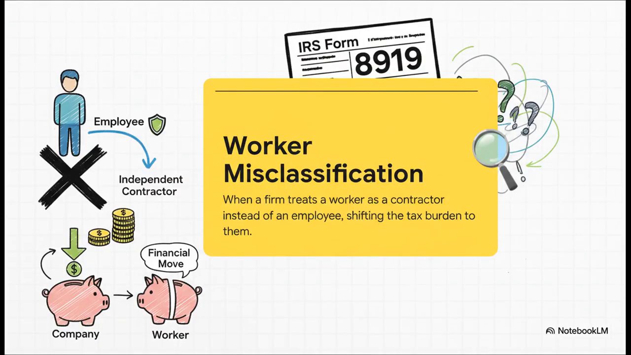So what is actually going on here? Well, it's called worker misclassification. It's when a company brings you on, tells you what to do, how to do it, but then slaps the label independent contractor on you. Now let's be clear, this is not just about a title. It's a huge financial maneuver that takes the employer's share of Social Security and Medicare taxes and drops them right in your lap. You end up losing out on benefits, legal protections, and a serious amount of your hard-earned money.